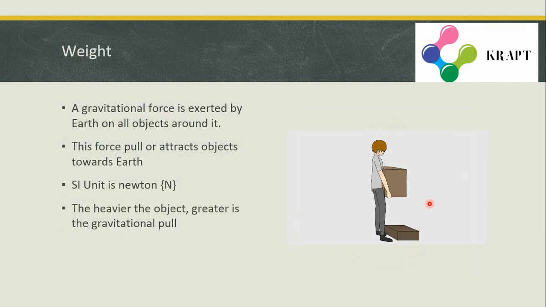Now let us see what is weight. As we know, there is a force acting towards every object that is known as gravity. So a gravitational force will be exerted by Earth on all objects around it. Okay, so this force will pull or attract objects towards the Earth. That is why when we throw a ball up in the sky, it will fall down because of gravity. Now weight is the gravitational force exerted by Earth on all objects.